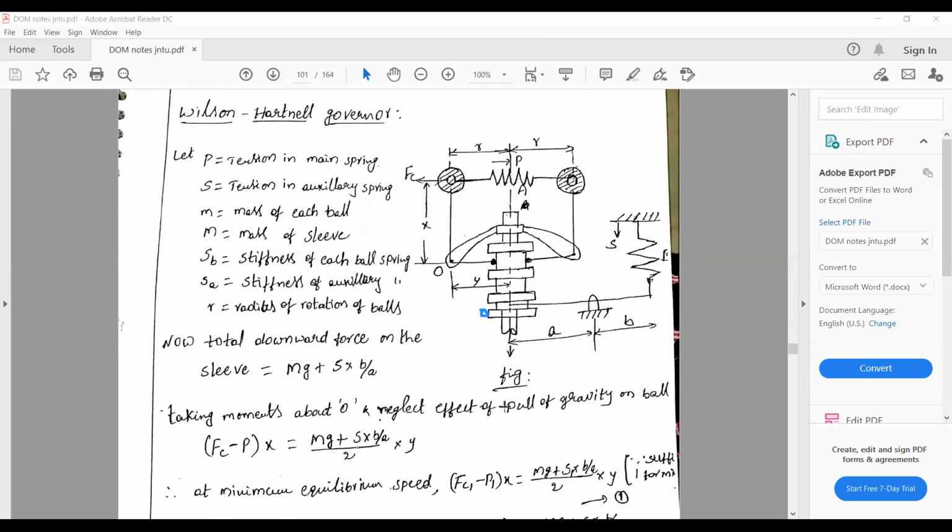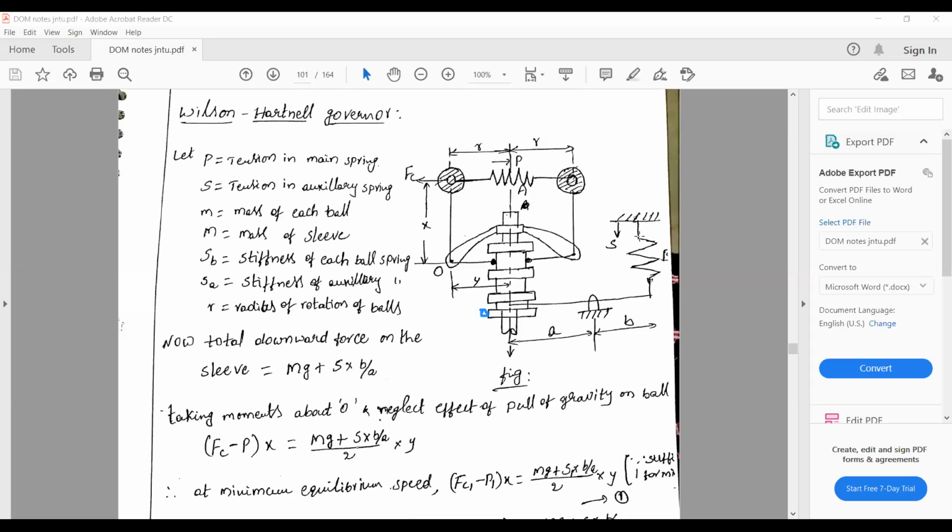Just observe the Wilson-Hartnell governor. The Wilson-Hartnell governor has two springs in its arrangement. One spring is attached between the fly balls, and the other spring is at the end of the sleeve. There is also a lever passing through the sleeve, arranged here.